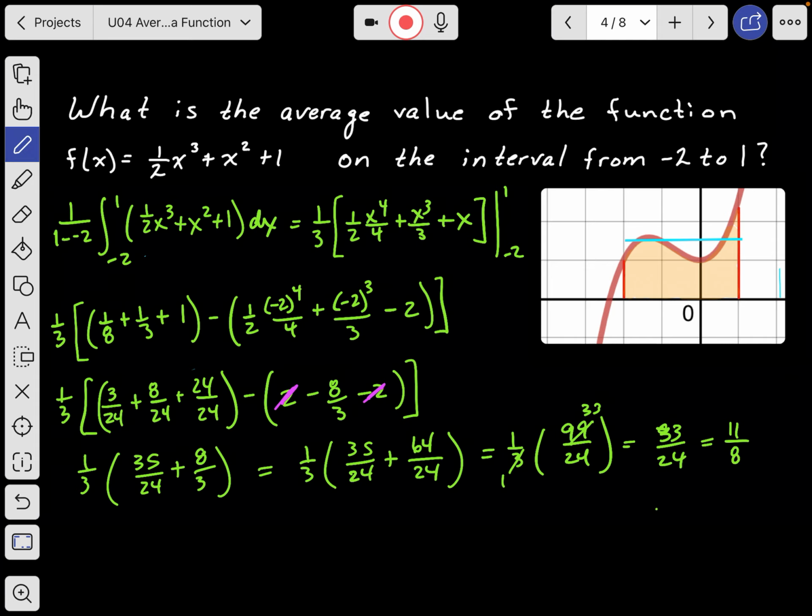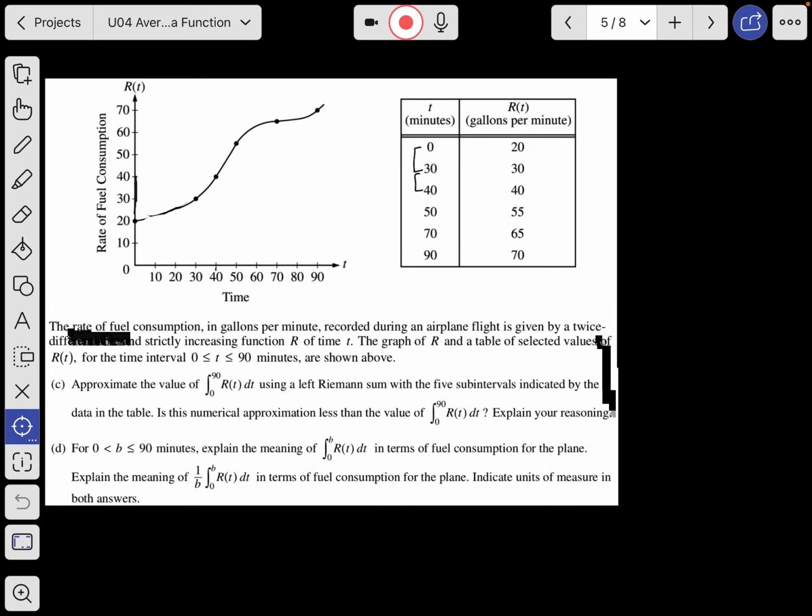And 11/8 is 1 3/8, so a little less than 1 1/2, which is pretty much what I guessed here. This would be 1 2, and so that's right there. So it's not too bad, a little bit of fraction work.